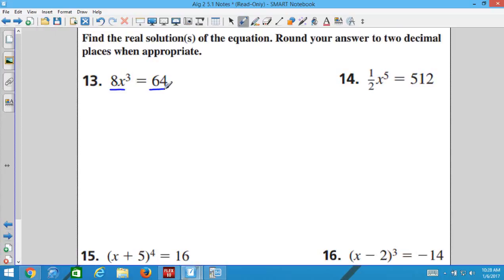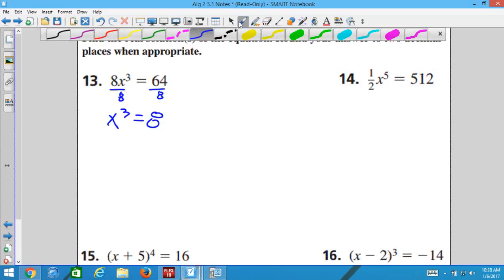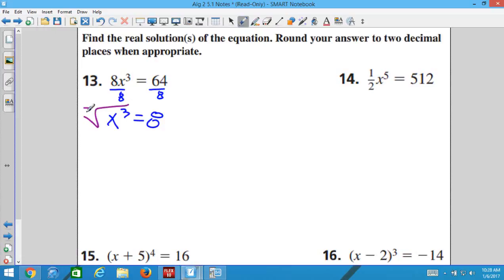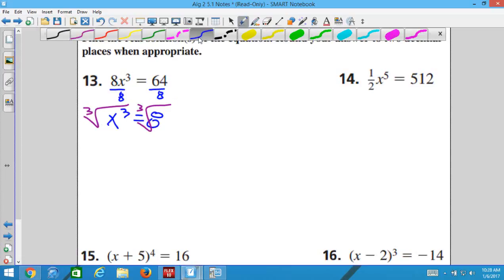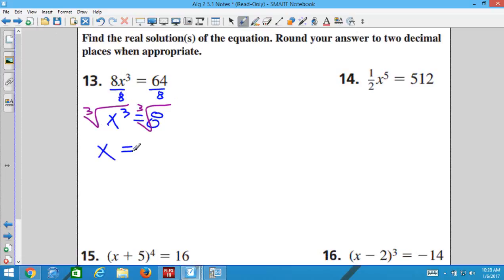So for this one, I'm going to divide by 8. I'll get x cubed equals 8. Then I cube root both sides. But if I do the cube rooting, I don't need a plus minus because it's odd. So I get x equals 2 and I'm done.